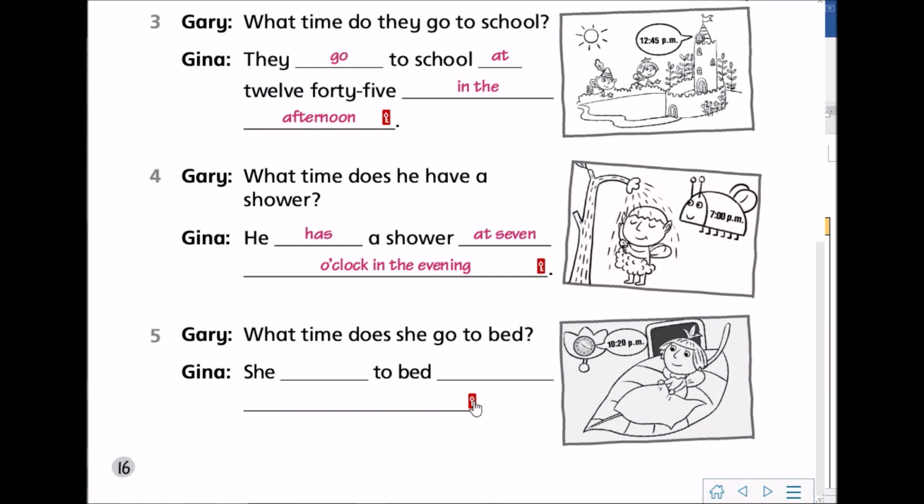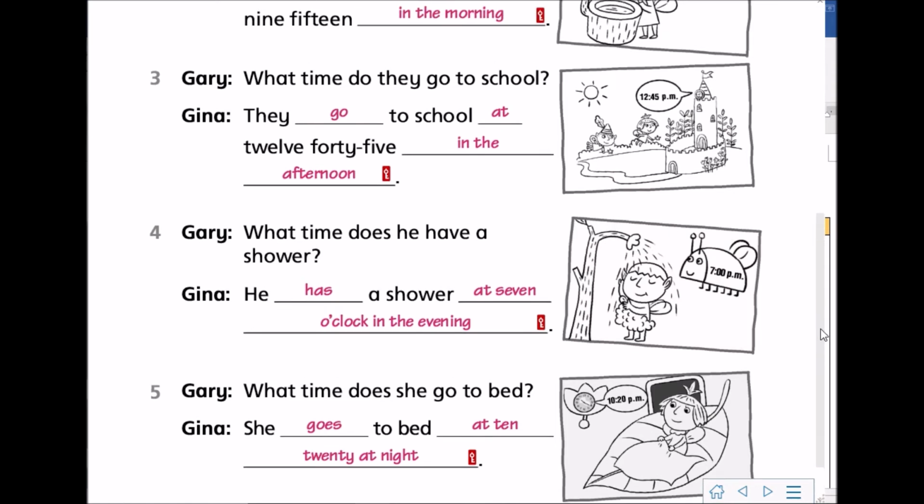G-O-E-S. She goes to bed at 10:20 p.m. It would become night because it's very late at night, and then everyone goes to bed, right? Okay, hope you get all correct, and be very careful what tense we use.